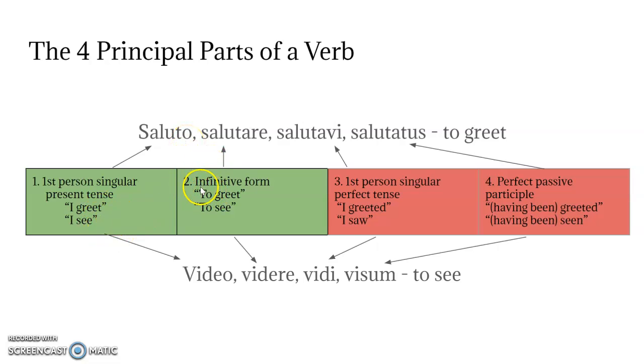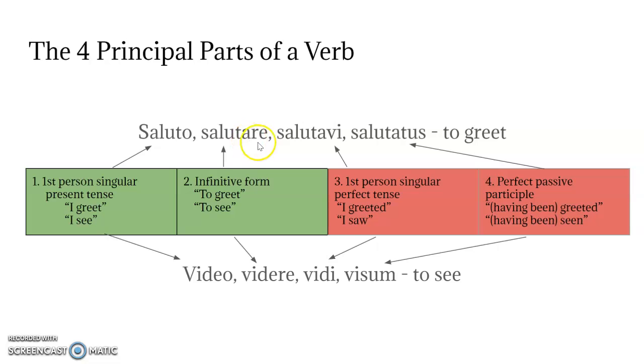The second principal part that you're given is the infinitive form. And infinitive just means that this is what the verb looks like when it doesn't have a subject. In English, we show the infinitive form of a verb by putting the word to in front of the verb. So salutare means to greet, whereas videre means to see.